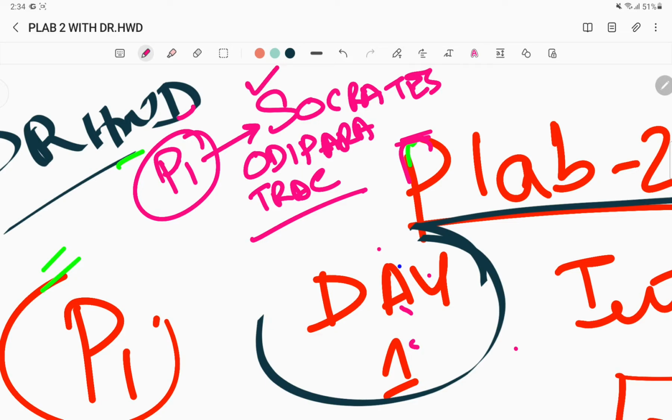In Socrates, we've got site, onset, character, radiation, associated factors, right? And then time, how long it has been for, and relieving factors, and severity of the pain. Severity is really, really important, all right? So think about it.